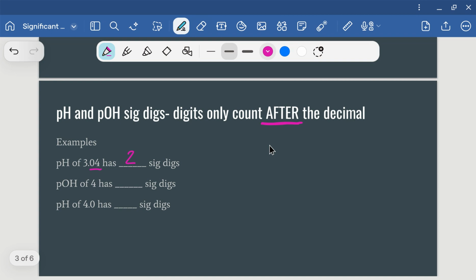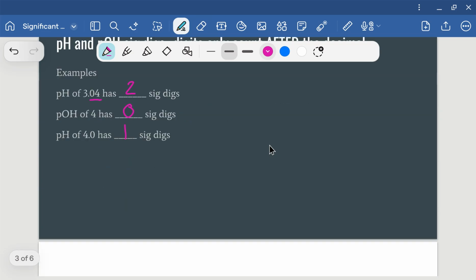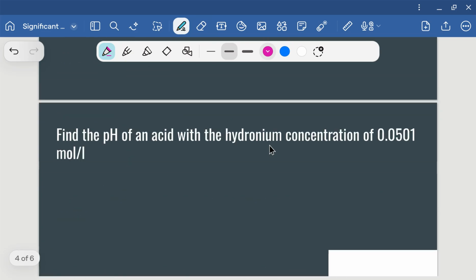pOH has the number 4. This has 0 significant digits because there's no number after a decimal, where 4.0 has 1 significant digit because we have 1 digit after the decimal. So we just want to remember that with pH and pOH. And then I do have just a few examples here.